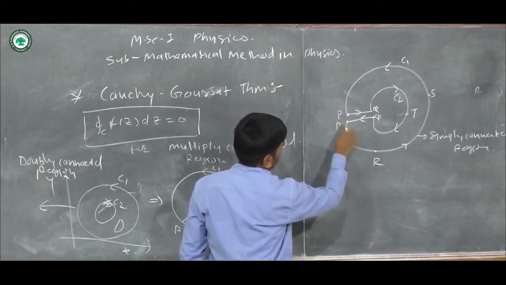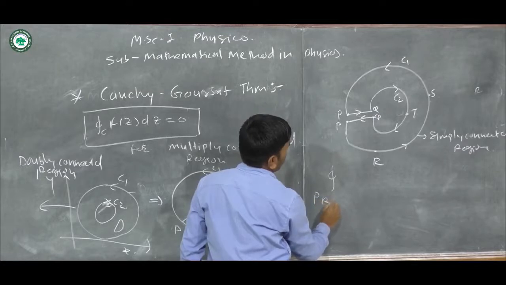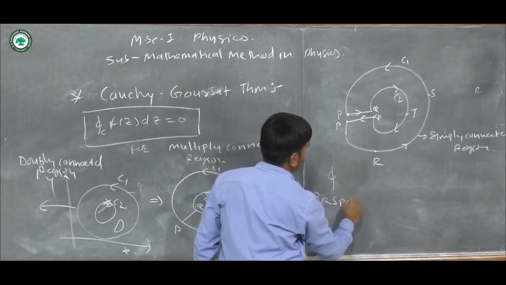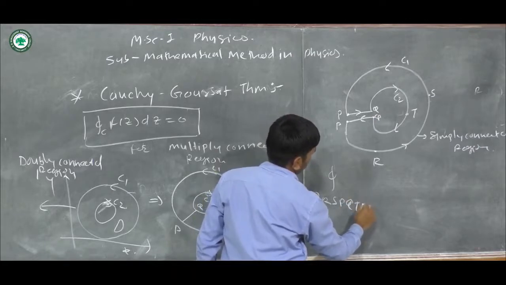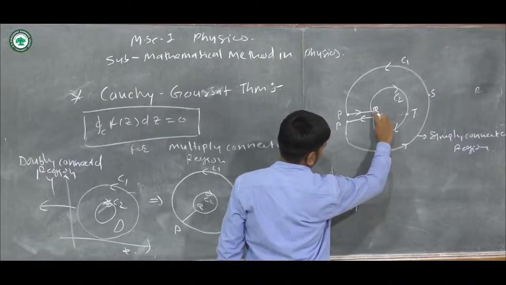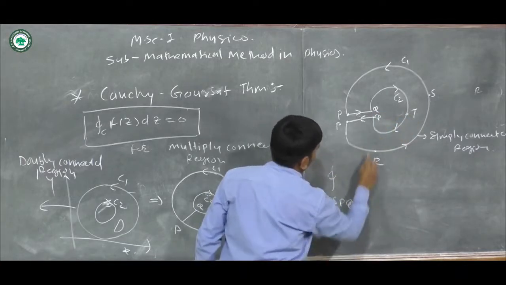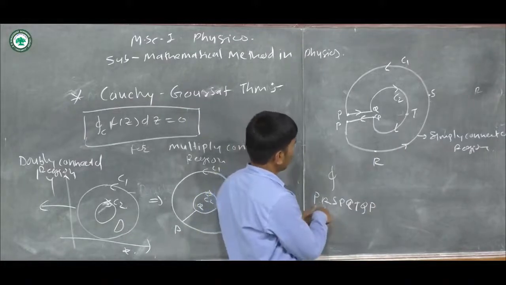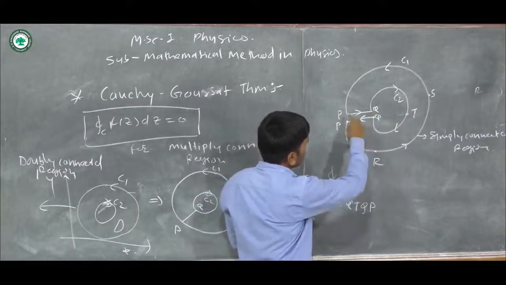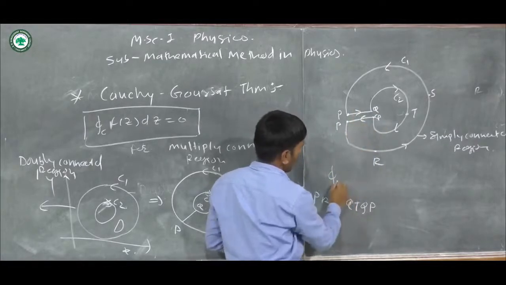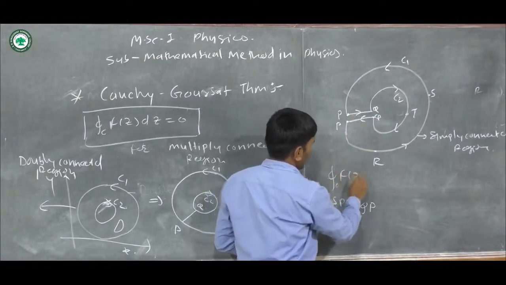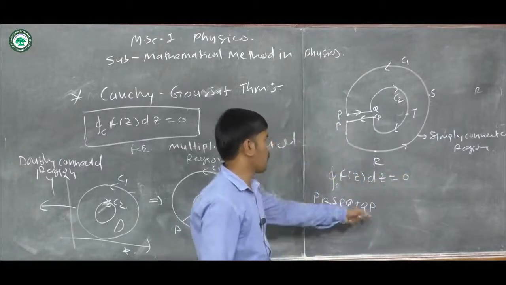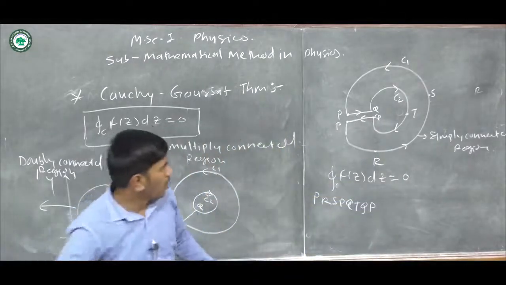So if I write the closed integral over P, R, S, P, Q, T, Q and P, this is the way we complete the path of this closed loop. So when we integrate f of z dz over this loop, we get 0. Let's check that.